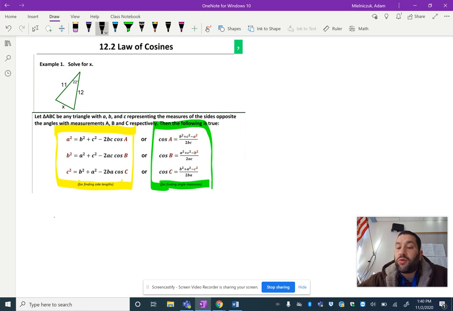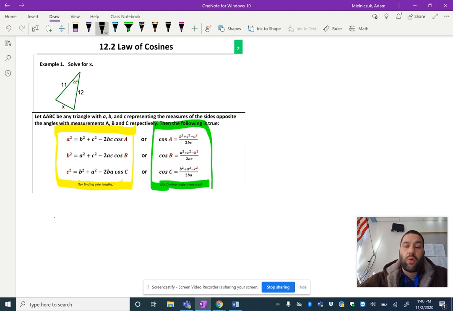Now, before I go into the equations, you've got to remember again that lowercase a, b, and c are your sides, uppercase A, B, and C are your angles. If you're looking for side lengths, use the yellow equations. If you're looking for angles, use the green equations. Do you have to have these memorized? No. You do not need to have these memorized because you can always go back and look at your notes.